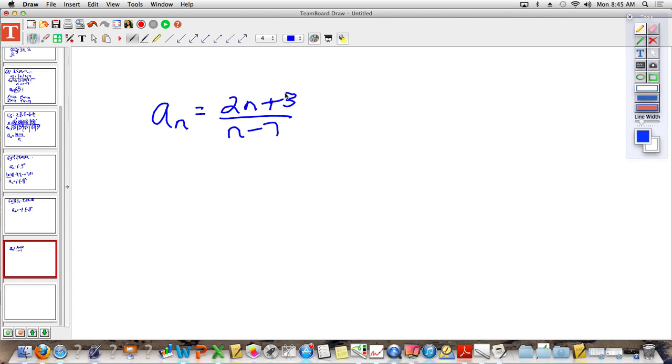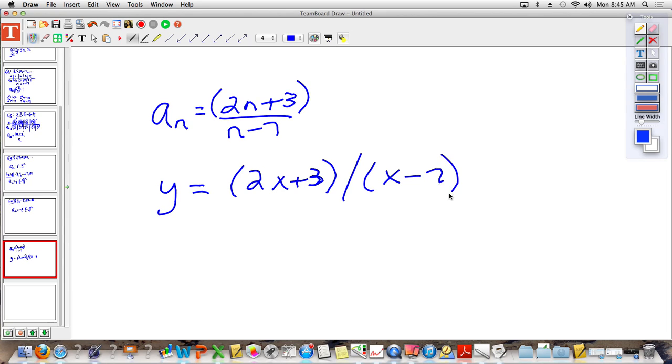Type this into your calculator. This is what I want to make sure that you guys are comfortable with. When you type this into your calculator, please make sure that you are separating the top with its own set of parentheses. This will be a mistake that I'm very confident that some of you will forget to do. You need to make sure that this numerator, 2n plus 3, is separated from its denominator of n minus 7 if you type it into your calculator.